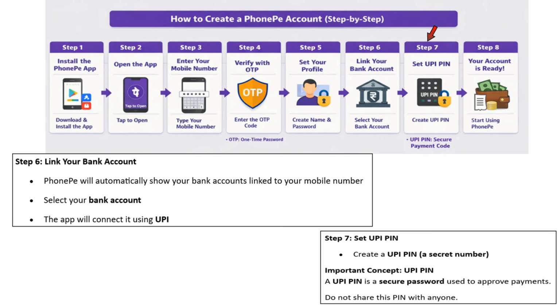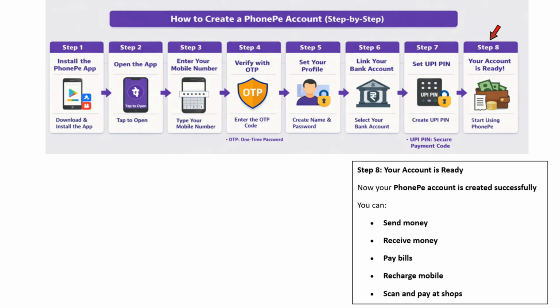Step 7. Set UPI PIN. Create a UPI PIN, which is a secret number. An important concept is the UPI PIN. UPI PIN is a secure password which is used to approve payments. Do not share this PIN with anyone. Step 8. Your account is ready. Now your PhonePe account is created successfully. You can send money, receive money, pay bills, recharge mobile, and scan and pay at shops.